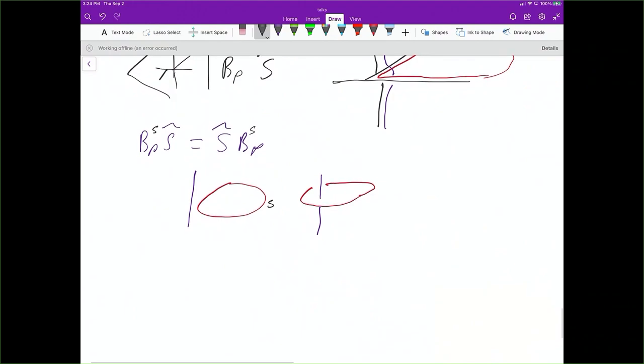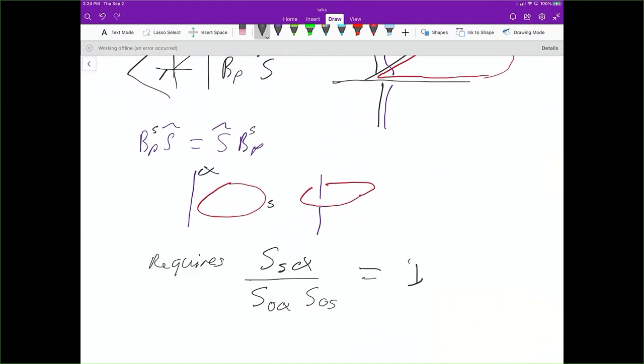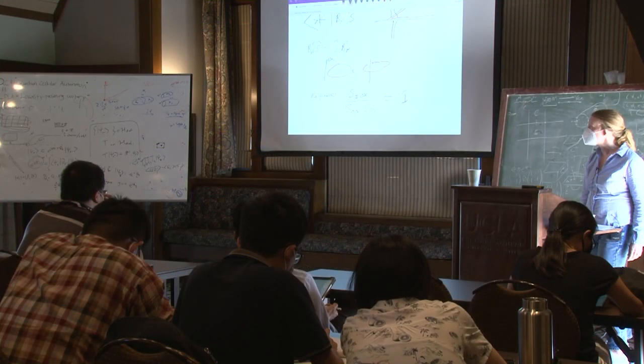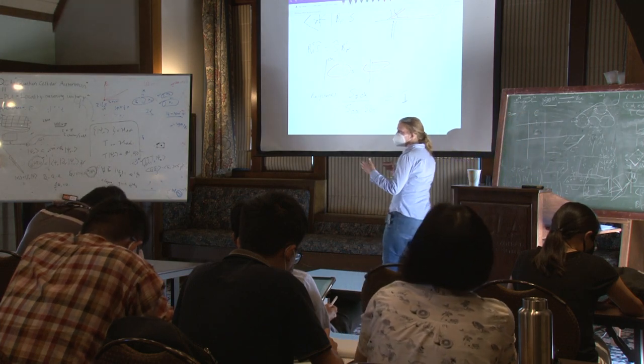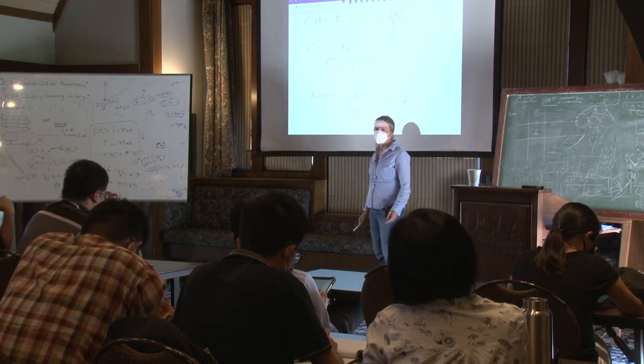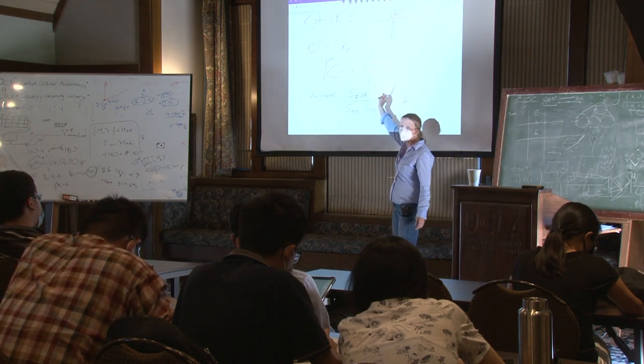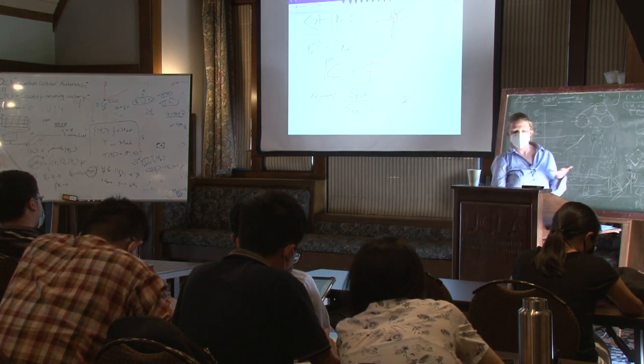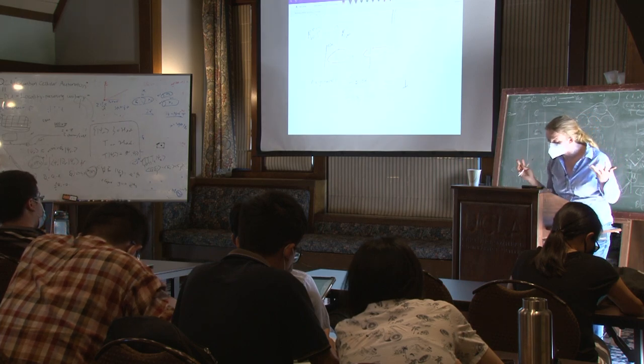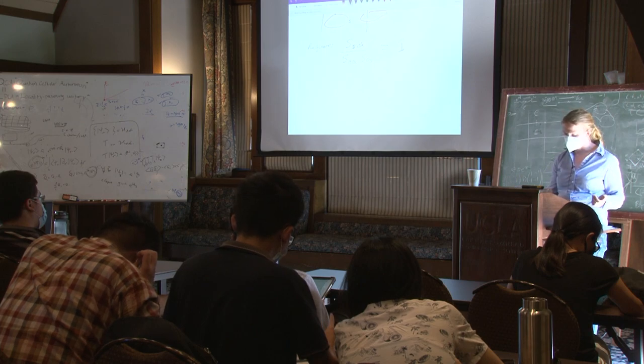But basically this requires, suppose I label this guy with alpha, right? So S alpha over S zero alpha S zero S to be one. In other words, because I'm working with a braided fusion category, this string had better braid trivially with everybody, right? Because there's a loop with S for every S. So if I want to make something that commutes with all of the Plaquette operator terms, it has to braid trivially with everybody in the category, okay?